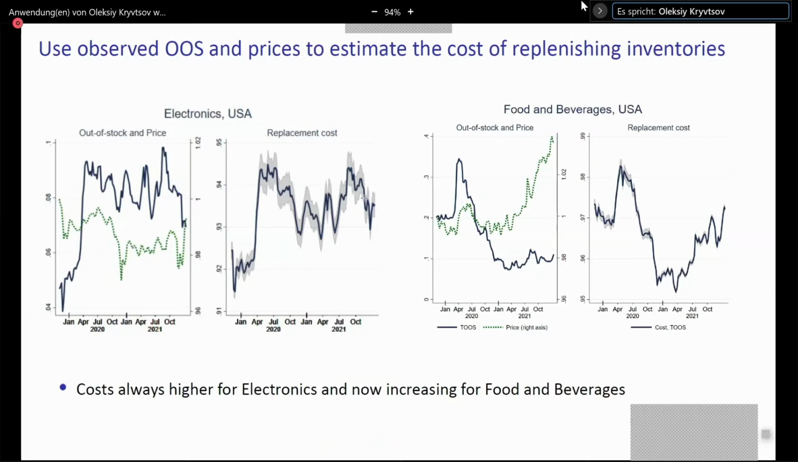For electronics on the left-hand side, that cost was high, reflecting a high stockout rate, even though prices were relatively stable. In the example of food, in the later part of the pandemic, stockouts had already normalized, but prices were going up. From the point of view of the model, the estimated cost of replenishing stock was rising, even though the shortages had already stabilized.